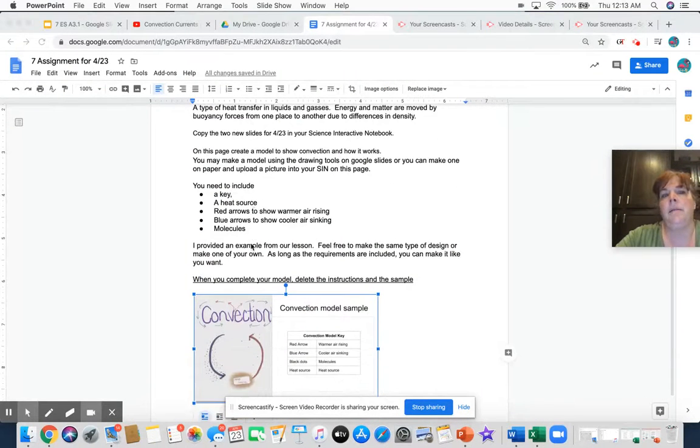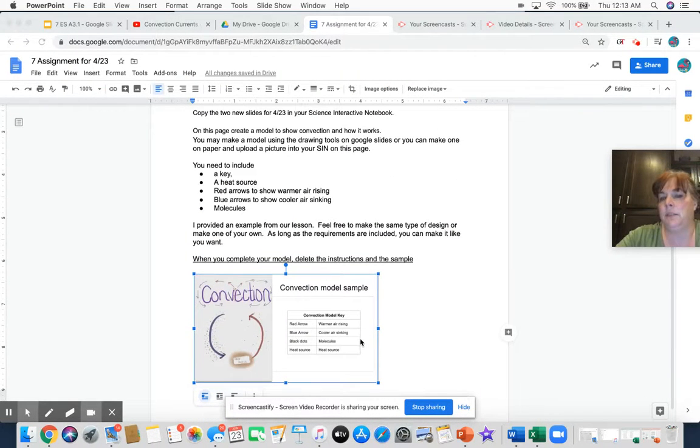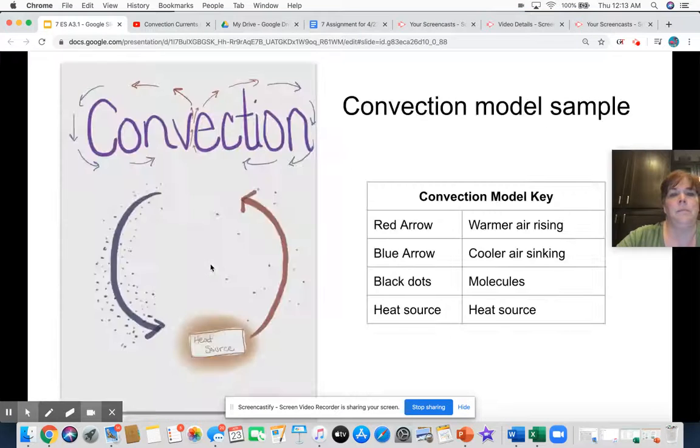Okay, you need to make a model similar to mine, include your key and all the material or the information on it. And then when you're done, I want you to delete all my stuff. I just want to see your stuff. Okay, so your slide will look more like this one. Okay, all right.